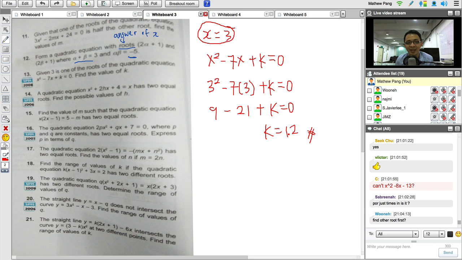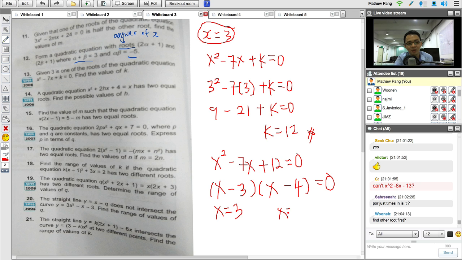No, this question doesn't ask you to find another root. If you want to find another root, it's simple. After you got k already, you substitute into x squared minus 7x plus 12 equals to 0. Then I factorize this one. This is negative 3, this is negative 4. So x equals to 3 and x equals to 4. x equals to 3 is already given, so I say this answer is rejected. So this one will be my other root. Do you see that? Because the other root just means the other answer of x. This is the meaning of other root. Got it? I hope I answered your question. If you still have a question, you can ask.